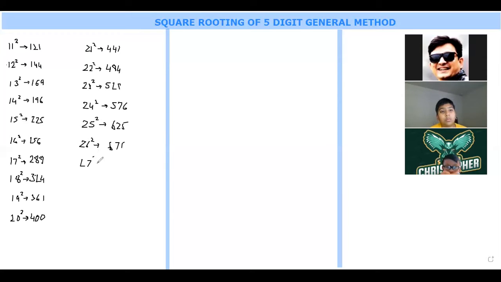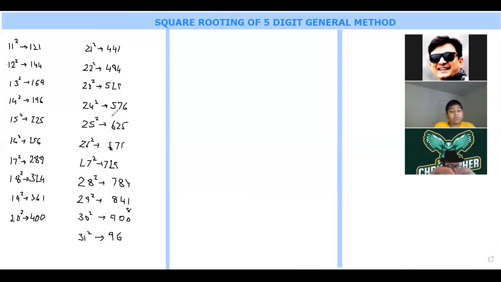27 square is 729. 28 square is 784. 29 square is 841. 30 square is 900, and then 31 square is 961.